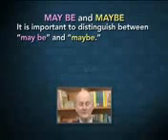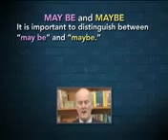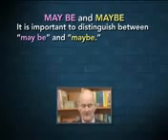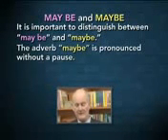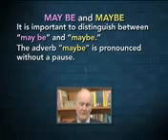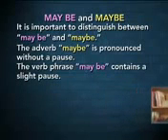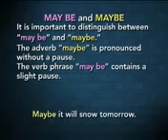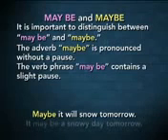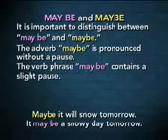It's important to distinguish between the auxiliary verb phrase, may, and the verb be, and the single word adverb maybe. In normal speech, the adverb maybe is pronounced without a pause. The verb phrase may be contains a slight pause. So maybe it will snow tomorrow, no pause, right? And it may be a snowy day tomorrow. Okay. These words are commonly used in everyday English conversation.